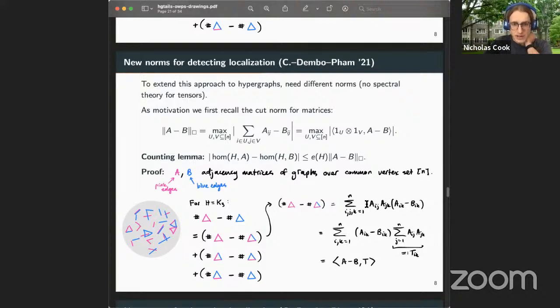In terms of the adjacency matrix, that looks like this. I sum over the 3 different possibilities for embedding the 3 vertices. And then I want ij and jk to be pink, so the edge ij and the edge jk to be pink. And then I'm looking at the difference between, for the edge from i to k, having it be pink versus having it be blue.